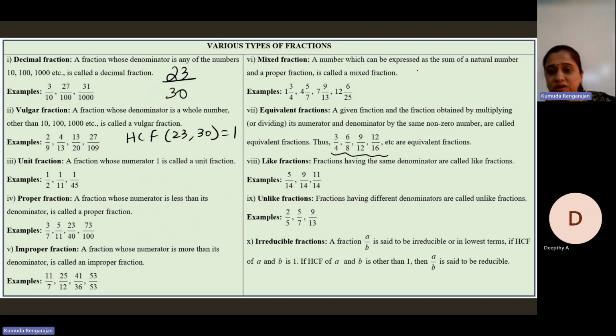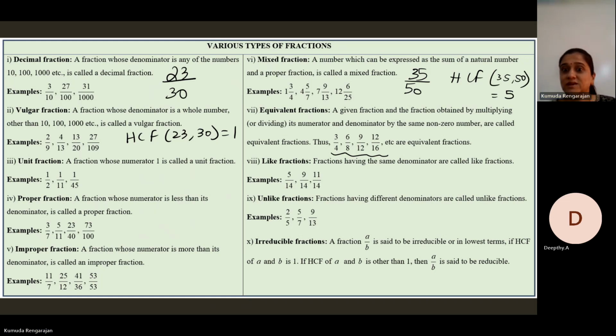Like we took 35 by 50. What is the HCF of 35 and 50? HCF is 5. So that means what? You can reduce it. It is in the reducible form. You can simplify it further using the HCF.